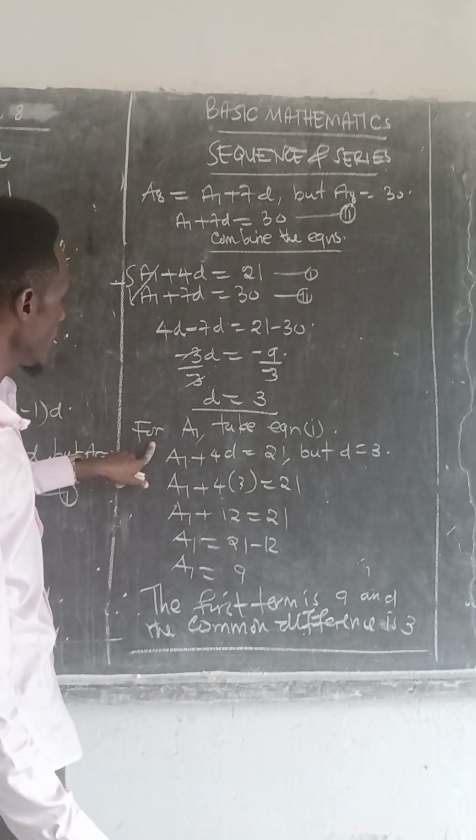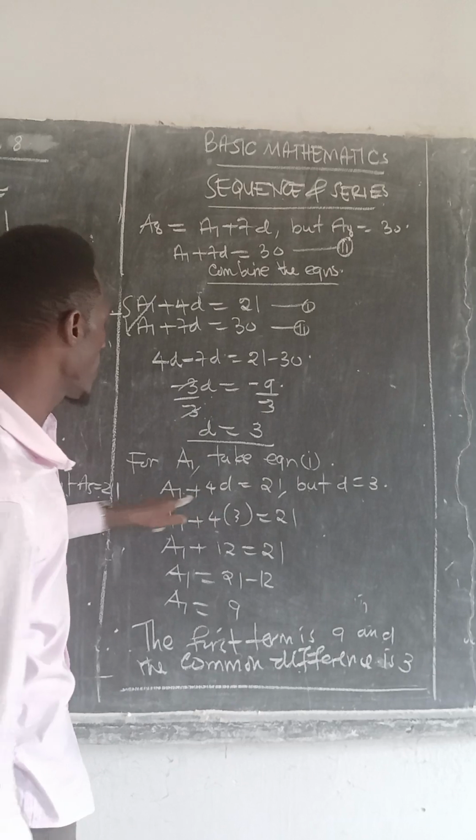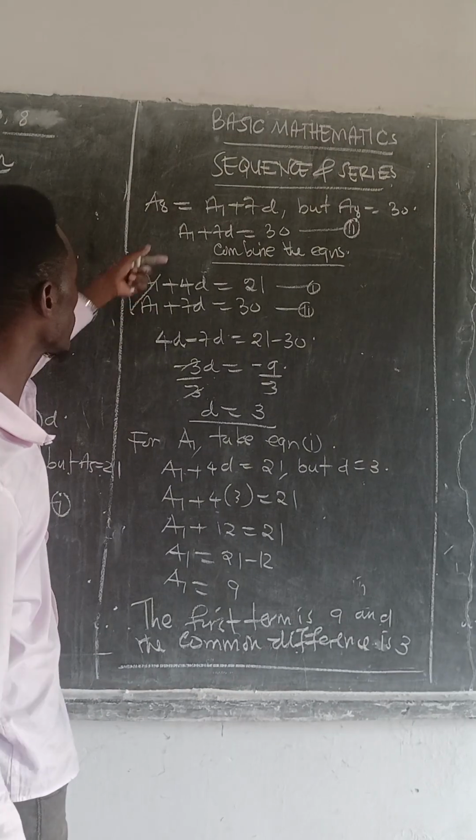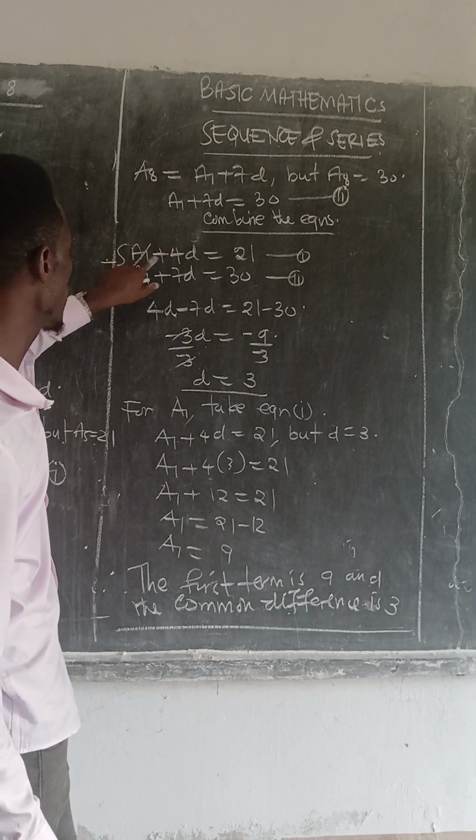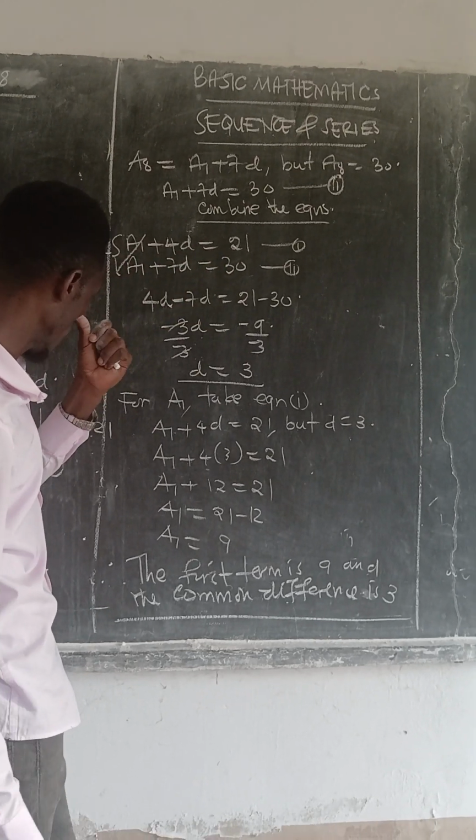So for obtaining the value of A1 now, check equation number 1. You can use any equation, but I have chosen equation number 1: A1 plus 4D is equal to 21.